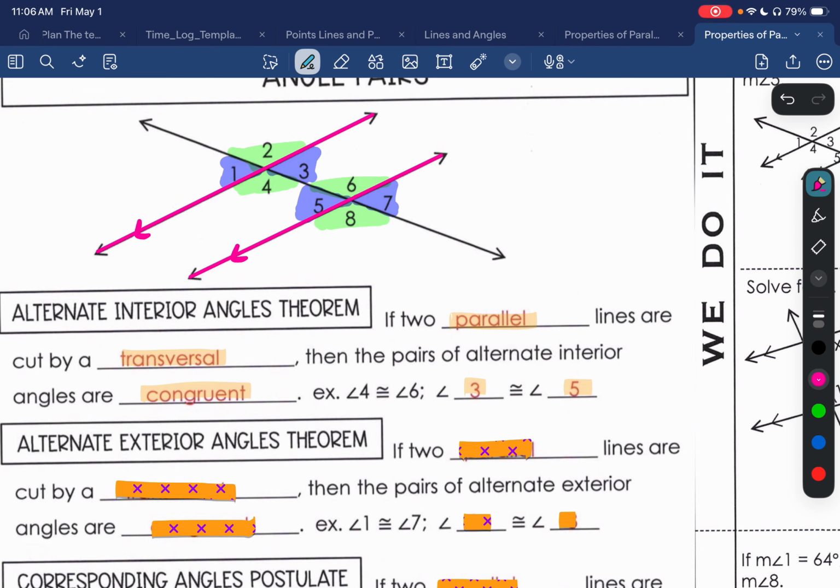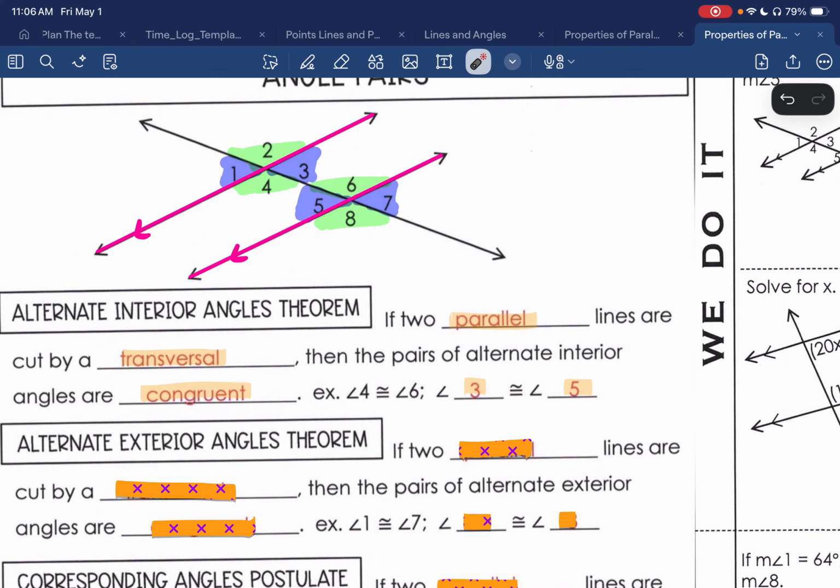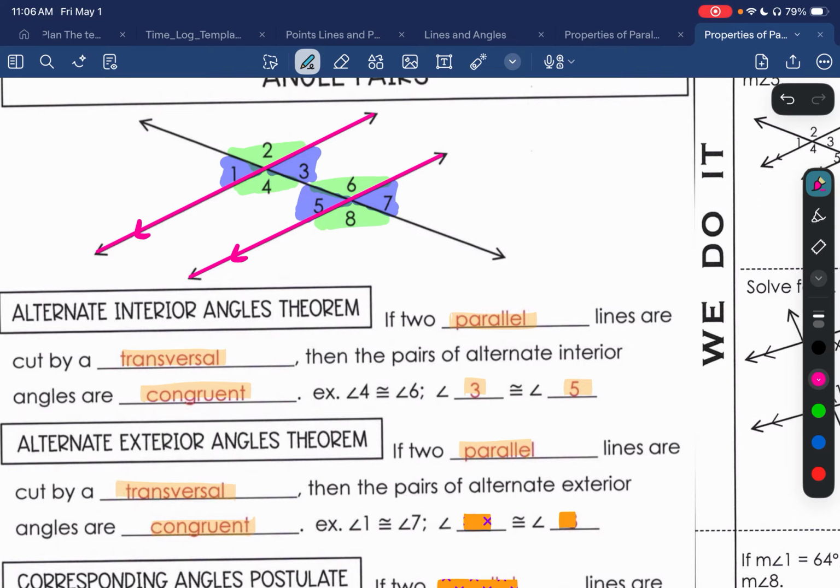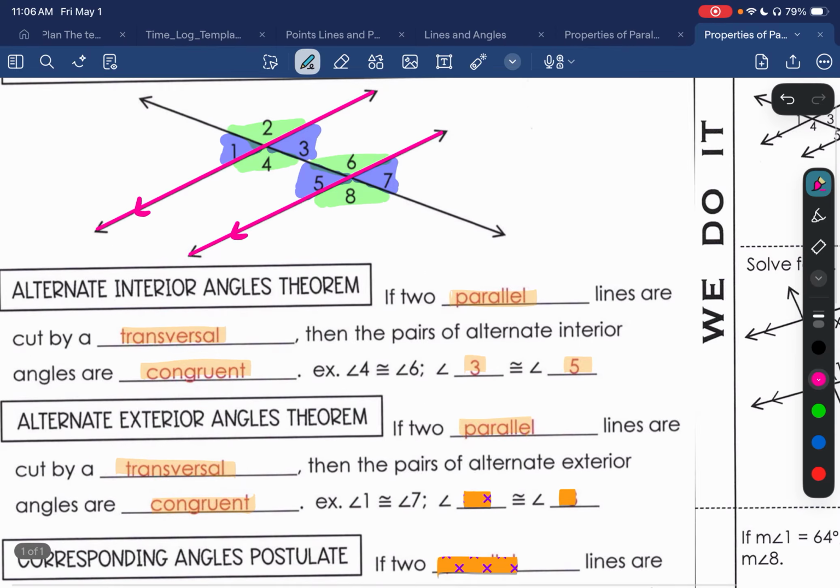Alternate exterior angles theorem. Remember, alternate means opposite, exterior means outside. Okay, so let's look at that. Let me go ahead and fill this in for you. So that means if two parallel lines are cut by a transversal, then their pairs of alternate exterior angles are also congruent. So that means 1 and 7 are congruent, and also 2 and 8. All right, I'm going to explain why those colors are the same in a minute. Like, why are the colors all the same?